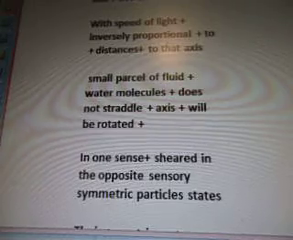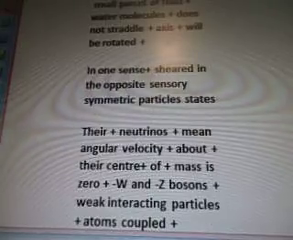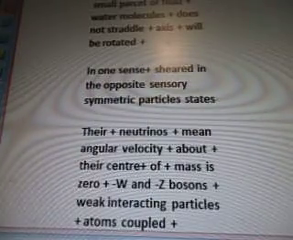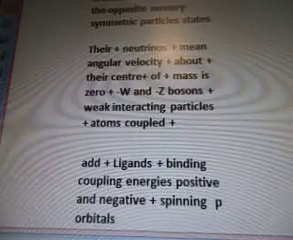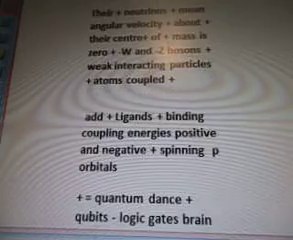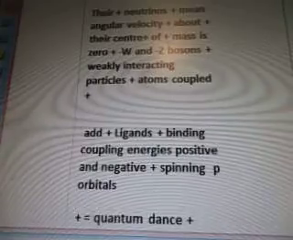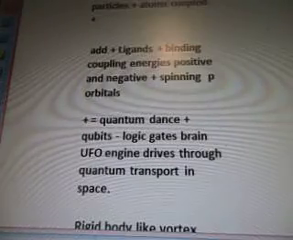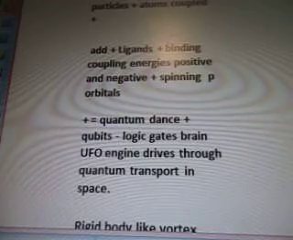Small parcel of fluid, water molecules, does not straddle axis, will be rotated. In one sense, sheared in the opposite sense, symmetric particle states. Their neutrinos mean angular velocity about their center of mass is 0, minus W, and minus Z bosons. Weakly interacting particles, atoms coupled, add ligands, binding coupling energies, positive and negative spinning p orbitals. This will equal quantum dance, qubits, and logic gates.